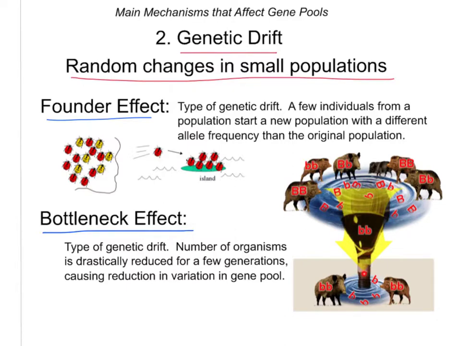We could end up getting, as you can see, if the population is reduced to the point where only this genotype is represented, you're ending up down here with a greatly reduced genetic variation in the gene pool. So that's called the bottleneck effect. That can happen when there's a dramatic reduction in the number of organisms, and you get a reduced variation in the gene pool.